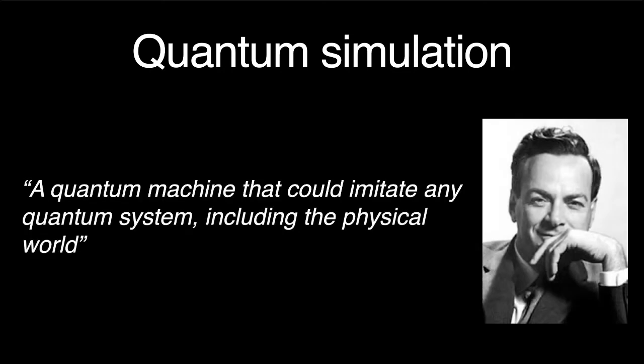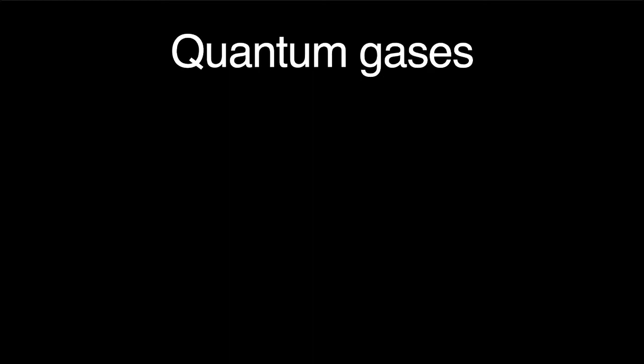This approach is called quantum simulation, and it was designed and invented in the 80s, mostly by Richard Feynman, who envisioned a machine that could imitate any quantum system, including the physical world. That was, of course, in the 80s a dream of a theoretician, but with progress, in particular in atomic, molecular, and optical physics, this is becoming more and more a reality. In my group, we are using quantum gases, that is, gases of atoms cooled down to nanokelvin temperatures, to realize such quantum simulation.